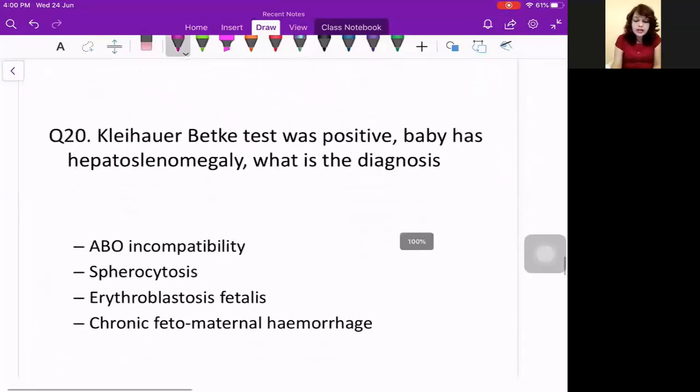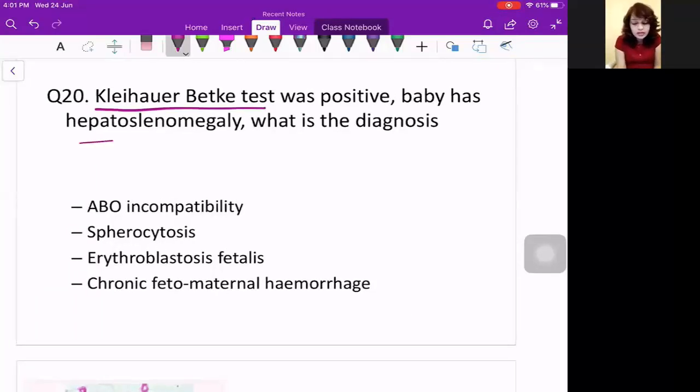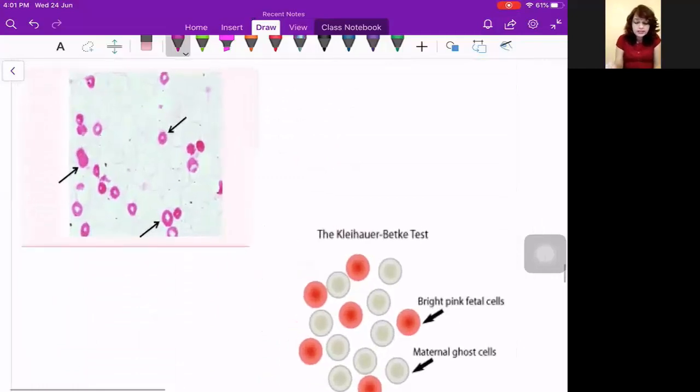Next. Kleihauer-Betke test was positive. Baby has hepatosplenomegaly. What is the diagnosis? ABO incompatibility, spherocytosis, erythroblastosis fetalis, or chronic fetomaternal hemorrhage. Kleihauer-Betke test, hepatosplenomegaly. Clear cut, this is erythroblastosis fetalis. Now, what is the Kleihauer-Betke test?